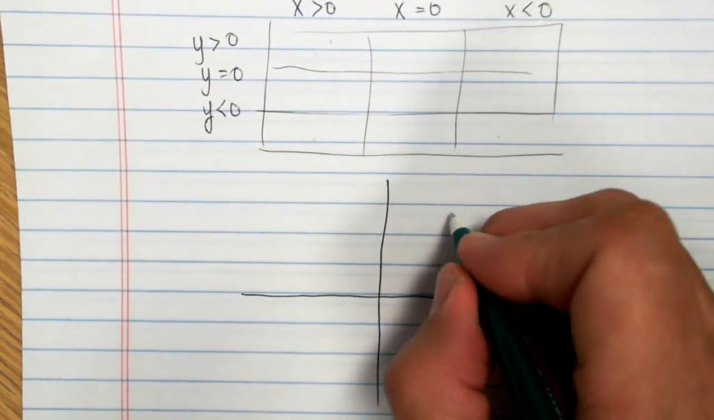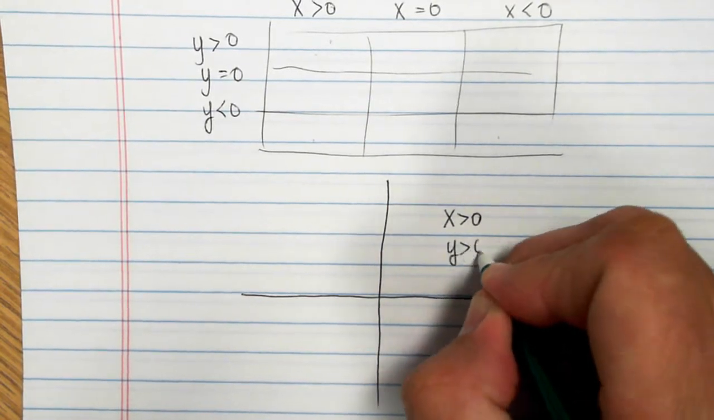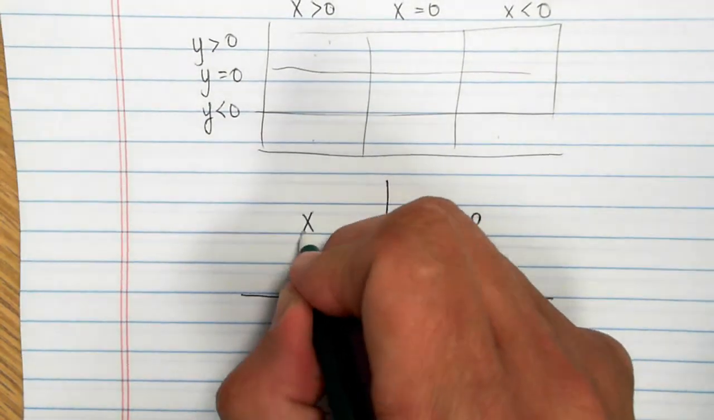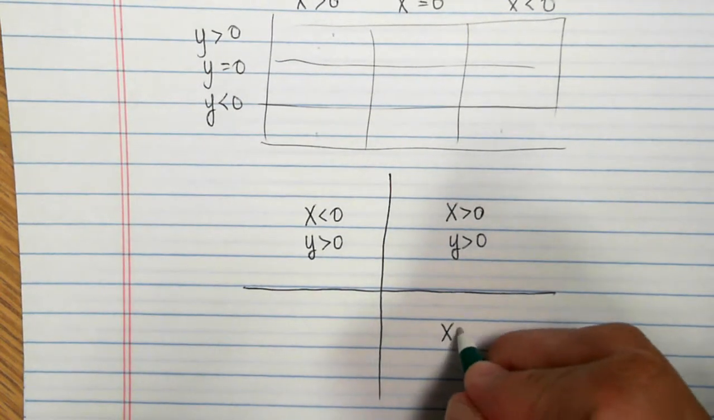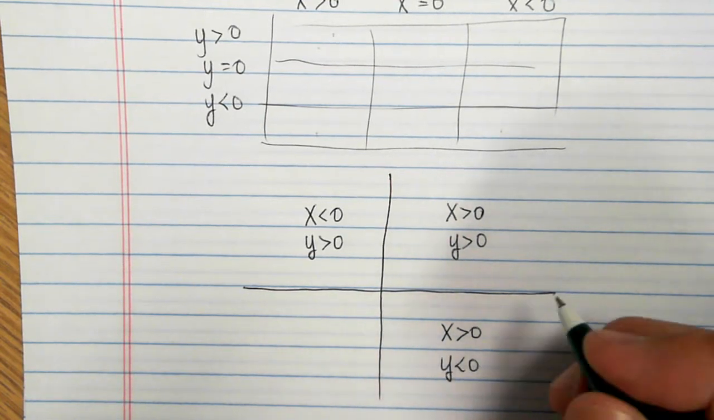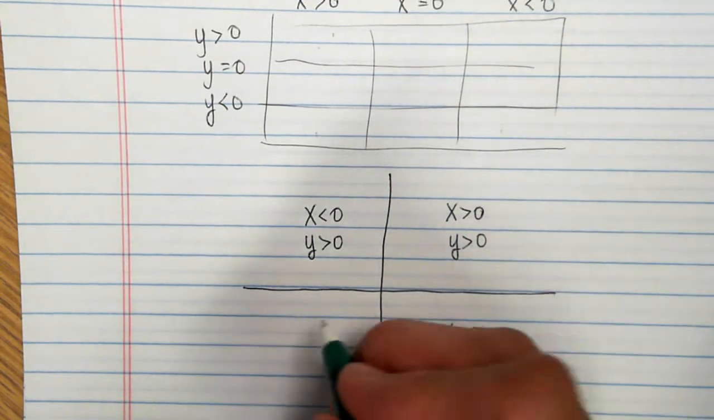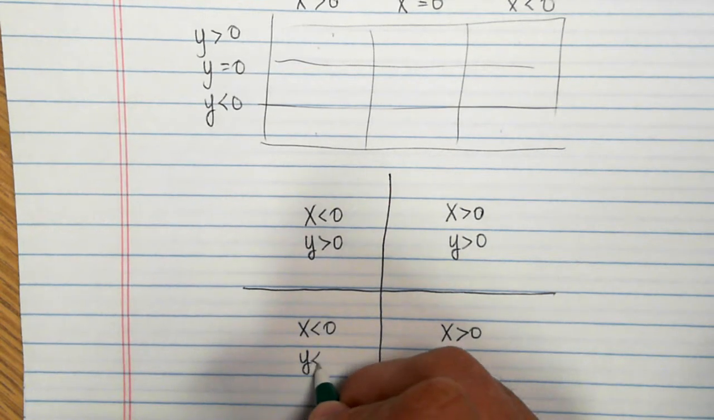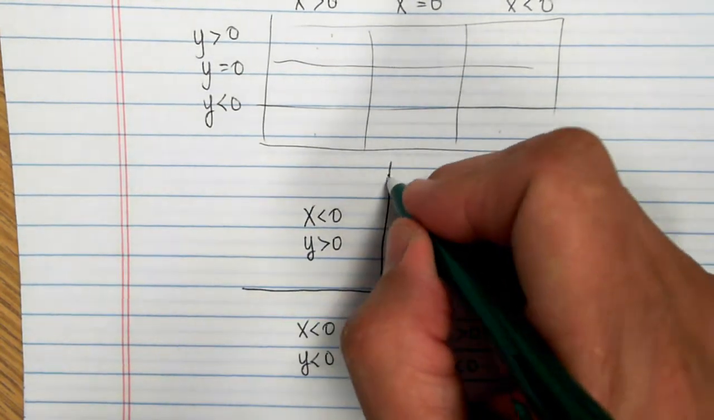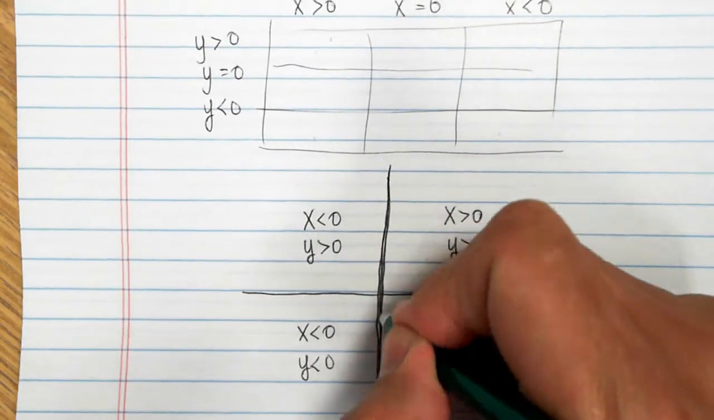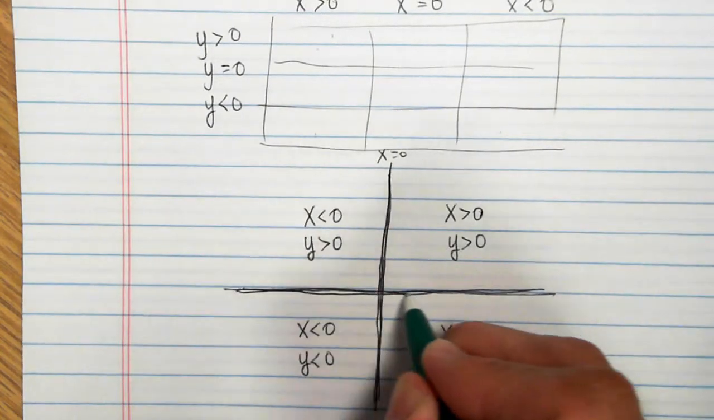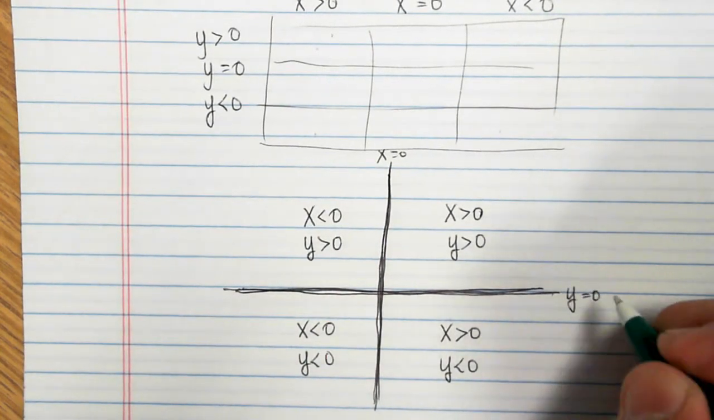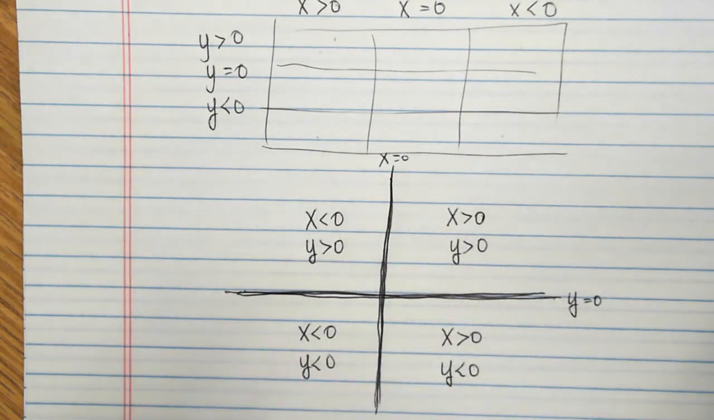So case 1 is going to be that x is greater than 0 and y is greater than 0. Case 2 will be that x is less than 0 and y is greater than 0. Case 3 will be x is greater than 0 and y is less than 0. Case 4 is going to be that they're both negative. Case 5 is going to be that x equals 0, so somewhere on the y-axis. And then case 6 is going to be that y equals 0, and we're somewhere on the x-axis. And that kind of visually describes how we're going to break up the cases of x and y.